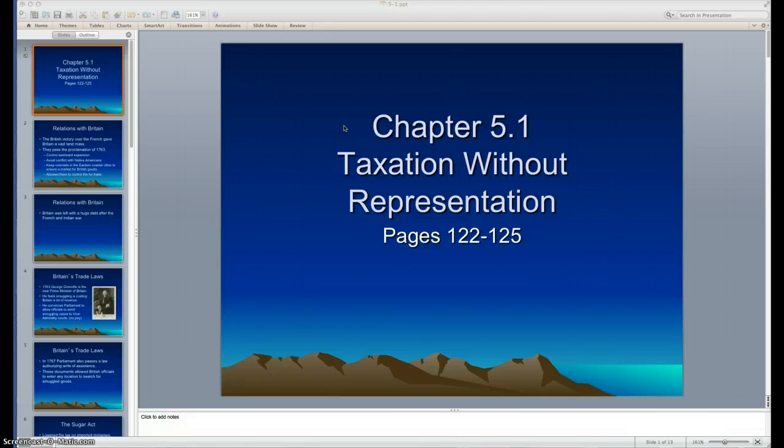Especially if I tell you to underline something or put a star next to something, it would be in your best benefit to really listen to this twice. And it shouldn't take that long because there's only a few slides. All right, so let's begin.